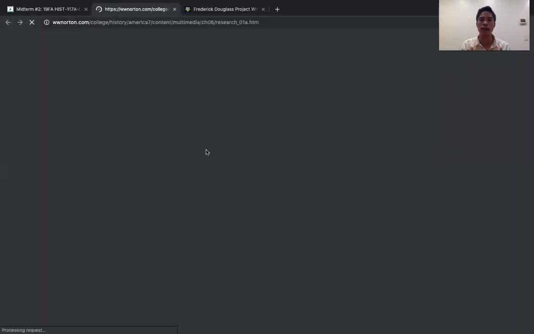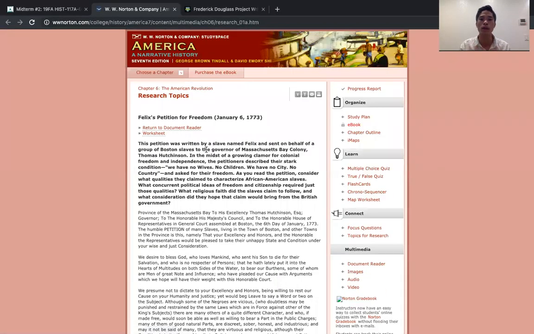It's written by a slave. His name is Felix, but he's written on behalf of other slaves in the city of Boston, and they're writing this to the governor of Massachusetts in 1773. This is the lead up to the American Revolution.